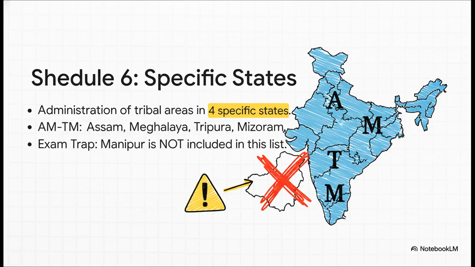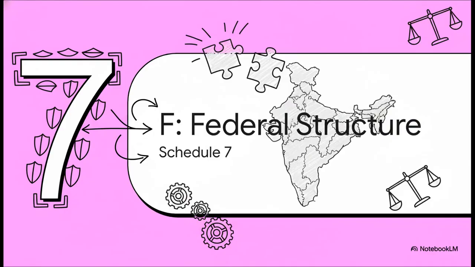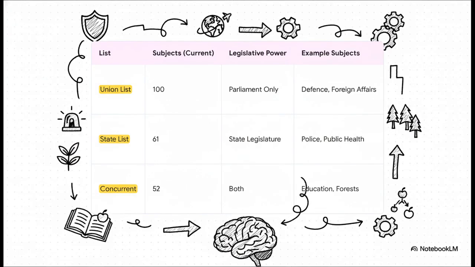Examiners love to throw Manipur in as an option to confuse you. Don't fall for it. The F in OF stands for federal structure. And this one is the very backbone of how India is governed. This is all about who gets to make laws about what. Schedule 7 divides the power between the union and the states using 3 lists.